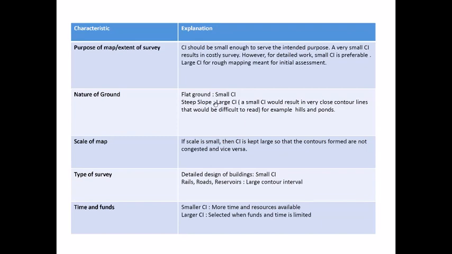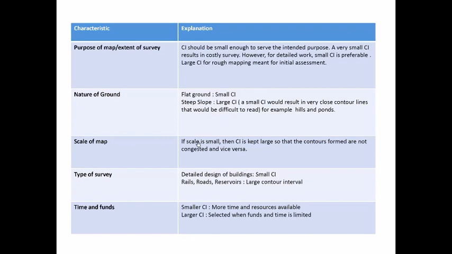And for steep slopes, you'll choose a large contour interval, because if you choose a small contour interval, you'll have so many contour lines which are very close to each other, since the distance does not change much horizontally, and the vertical elevation changes quickly. So if you choose a very small contour interval, you'll have so many lines packed together, and again, it would be very hard to make sense of that contour map.